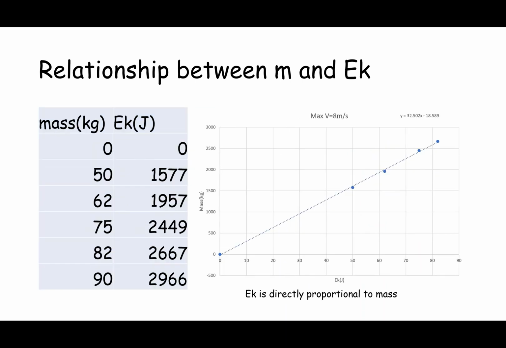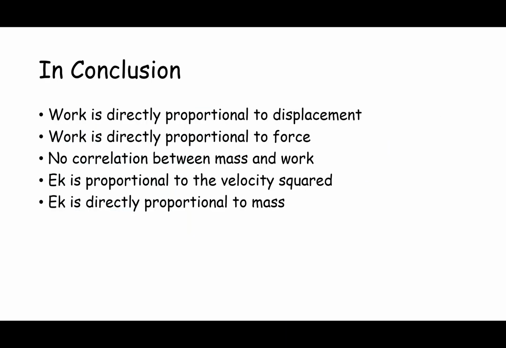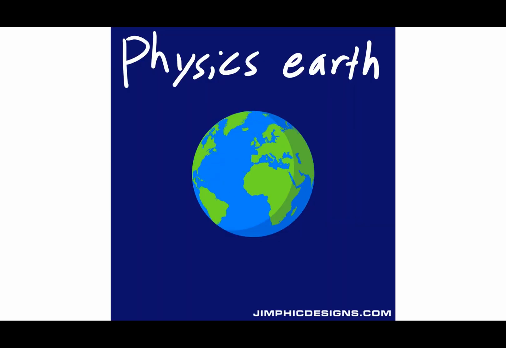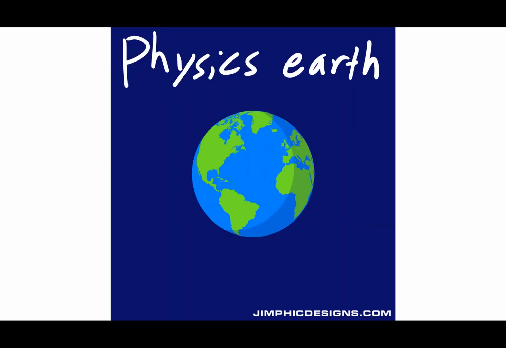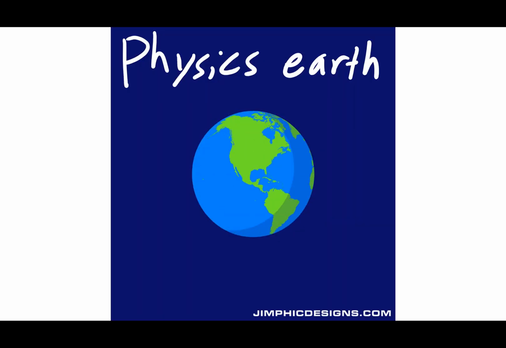So then I came to the conclusion that work is directly proportional to displacement and force. Energy given to an object has nothing to do with mass, and kinetic energy is proportional to velocity squared, and it is directly proportional to the mass. So from this data that we collected, we can see that these things coexist and relate to one another in perfect physics harmony.